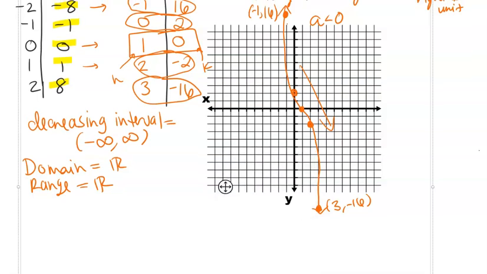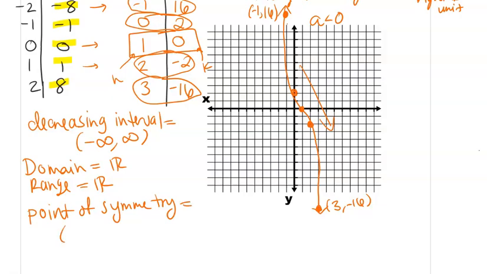What else? It's decreasing the whole time. We already mentioned that. It has a point of symmetry at 1, 0. That's the HK for this graph.